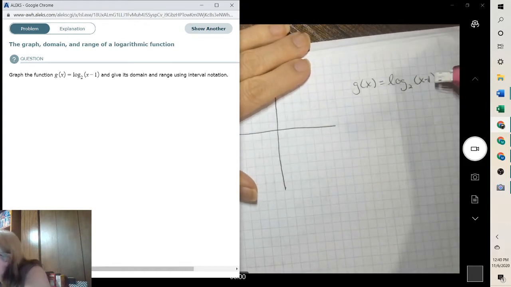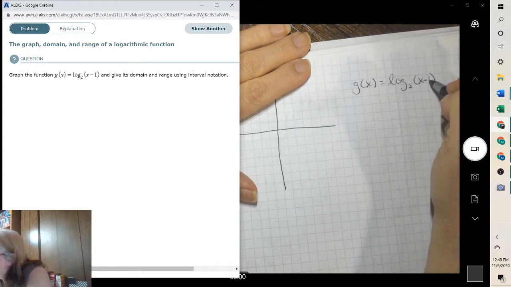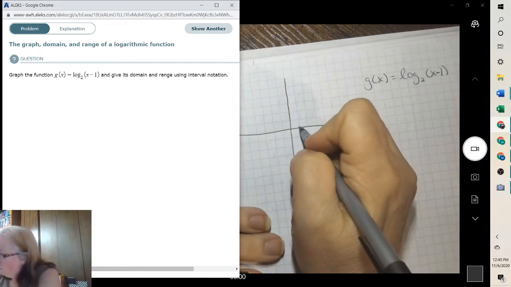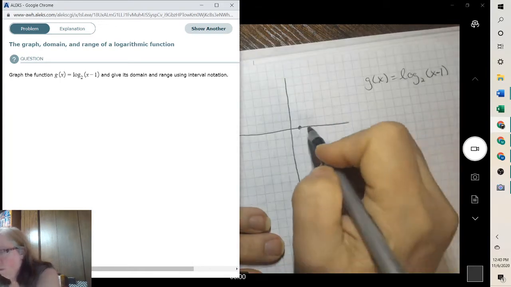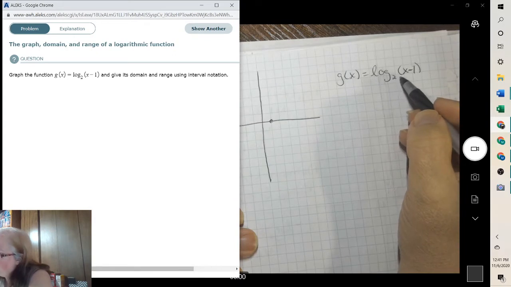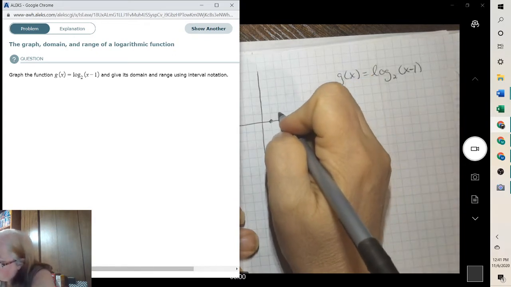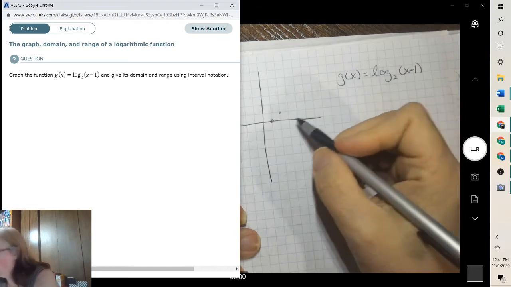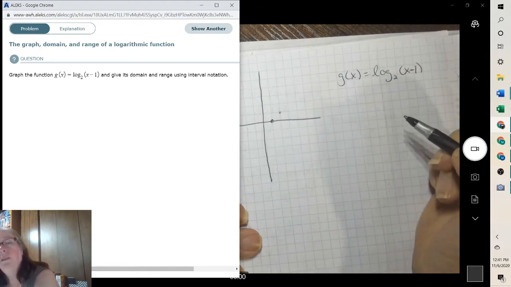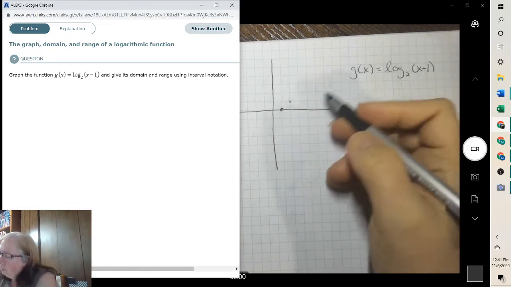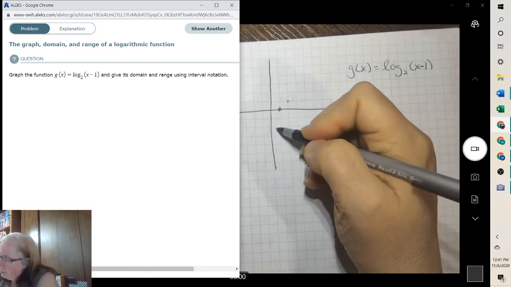That's x minus 1. Okay, so we start here. It will always go at that point. And then we're going to use one more point, which is 2, 1. So it's whatever the base is. If the base was 5, we go over 5 and up 1. So this is our basic graph.